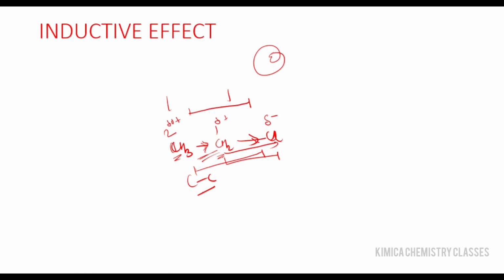There are some electron withdrawing and electron donating groups. Electron withdrawing groups include halogens and many other groups like nitro, cyano, carboxylic, and ester. They are electron withdrawing. Alkyl groups like methyl and ethyl are considered electron donating groups. The inductive effect is further divided into plus I effect and minus I effect. We will discuss this in our next video.